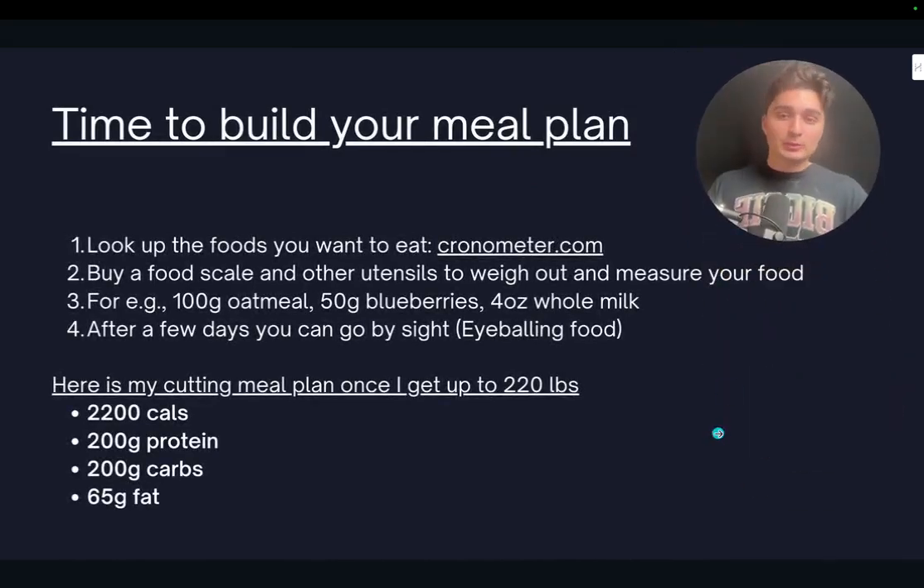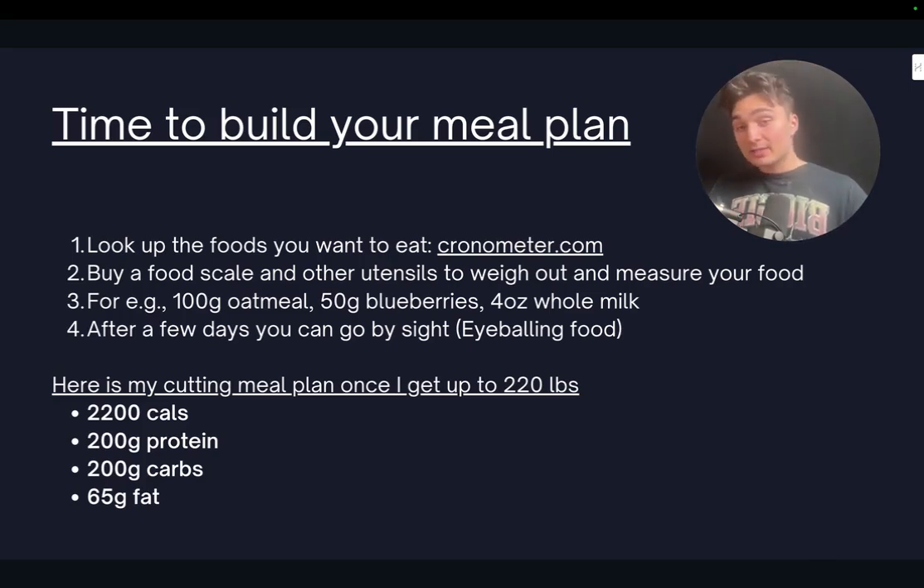Time to build your meal plan. First of all, you need to look up the foods you want to eat. A great website I use is chronometer.com. It has basically every food you can think of. Then you need to go out and buy a food scale and other utensils to weigh out and measure your food. For example, you need utensils to measure out 100 grams of oatmeal, 50 grams of blueberries, and 4 ounces of whole milk. You may want a measuring cup, or all those utensils that you need to buy.